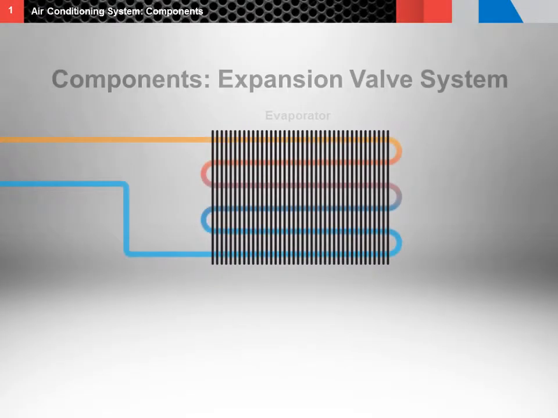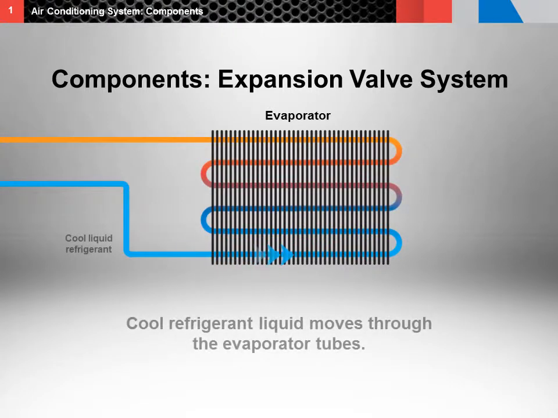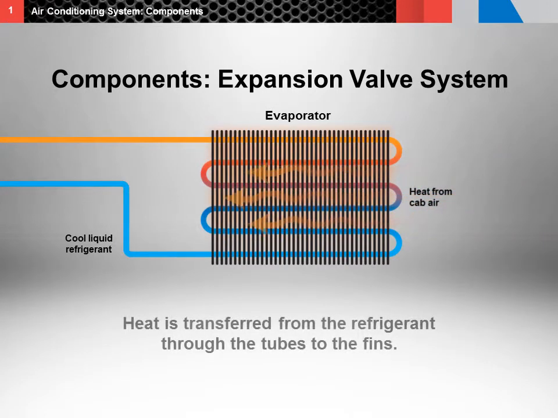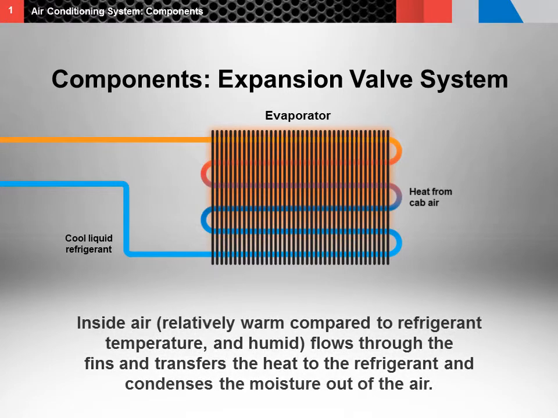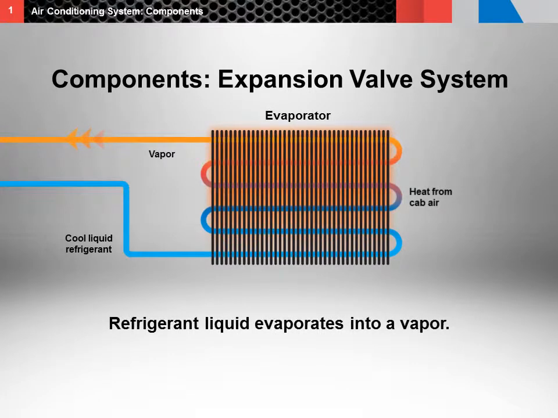As the refrigerant passes through the expansion valve, it cools. As it passes through the evaporator, heat from the cab air is transferred through the fins to the refrigerant. As the refrigerant heats up, it boils and evaporates, changing from a liquid to a vapor. This evaporation process traps the heat in the refrigerant.